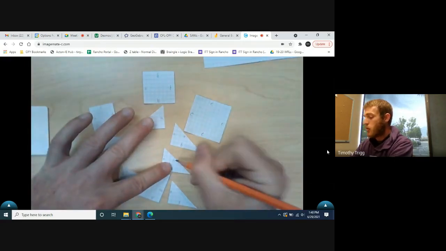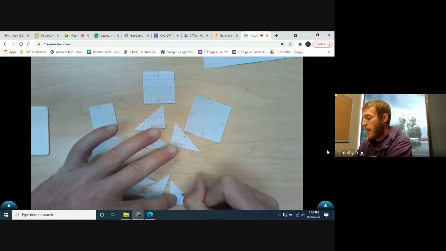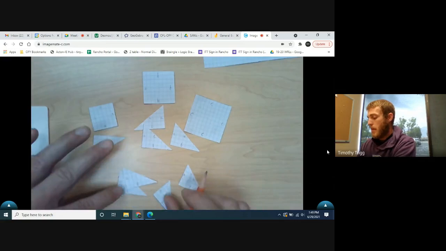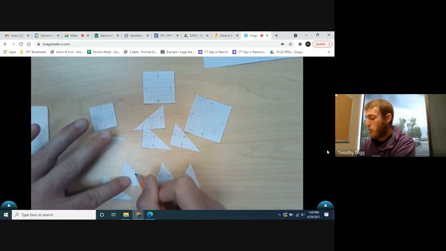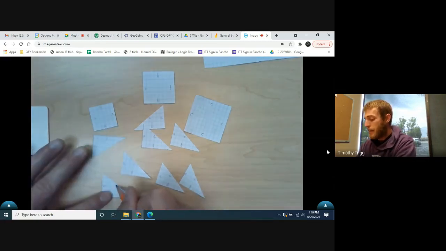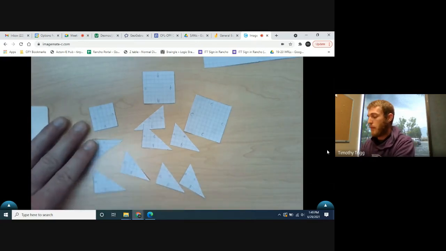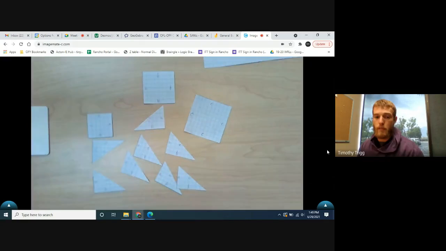So when you're done, each of these right triangles will have an A, a B, and a C labeled on them. The A will be along the side that's 6, the B along the side that's 8, and the C along the side that's 10. Hopefully you can see those there.